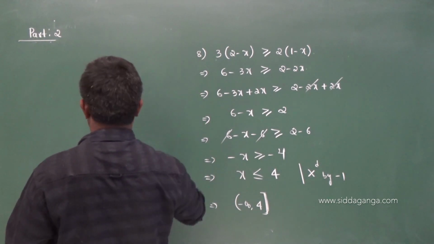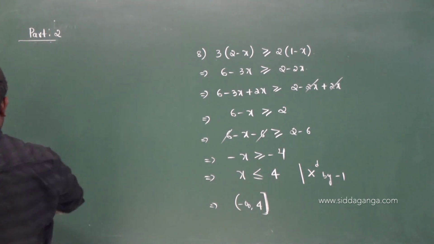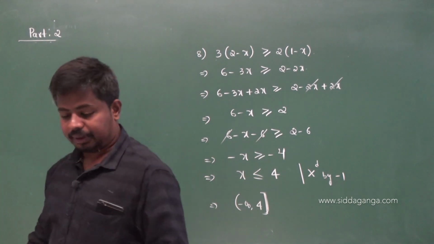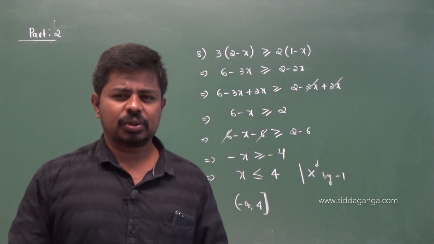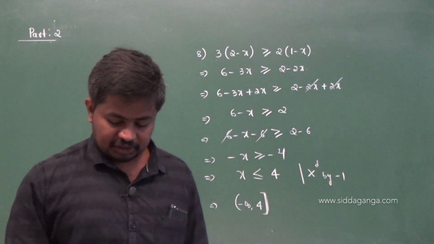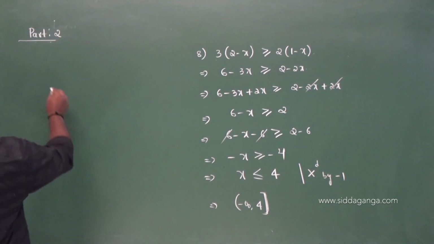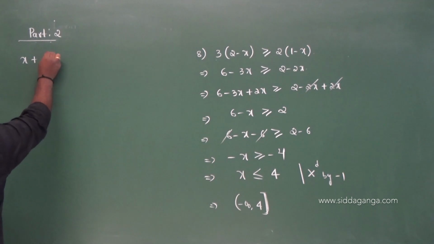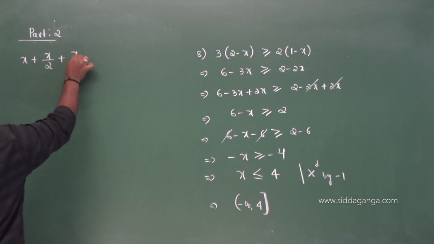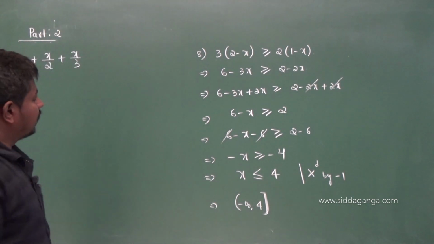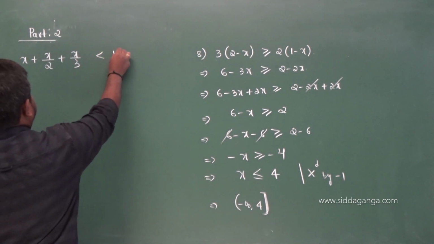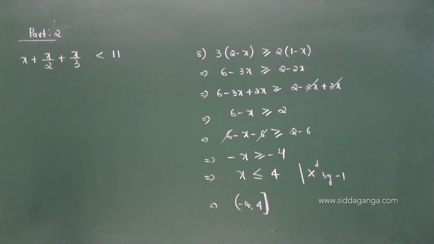Hope you are getting the points, how to solve an inequality using the algebraic method. Now let's move to a different type. x by 2 plus x by 3 less than 11. This is true for what real values of x? That's the question. Very simple, students, no need to get confused.